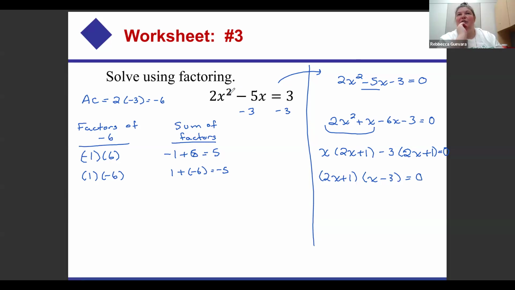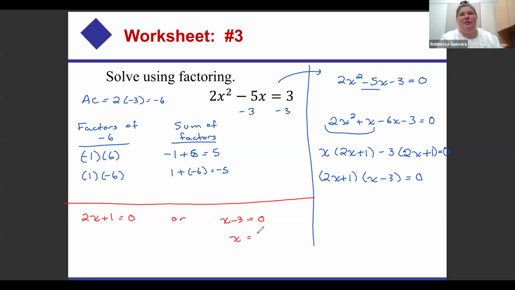So like I said, we're just going through solving this. I've got it factored, so I have two choices here. 2x plus 1 equals 0, or x minus 3 equals 0. So we'll solve this one first because that's the fast one. All right, and so x could be 3 would be one of my solutions.